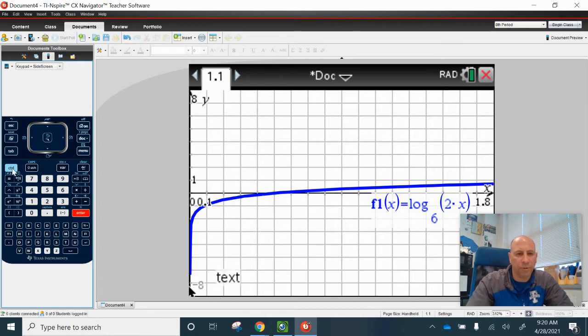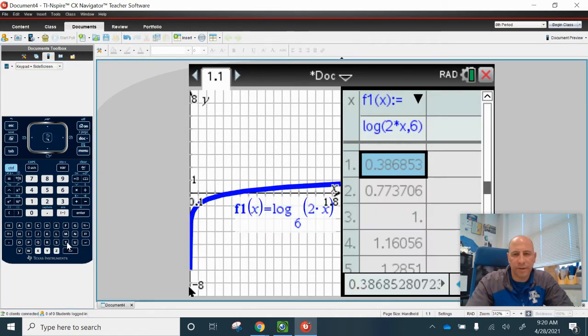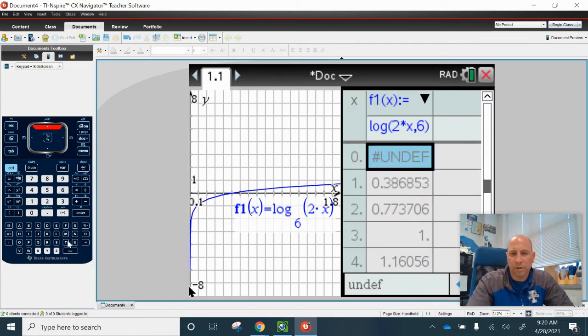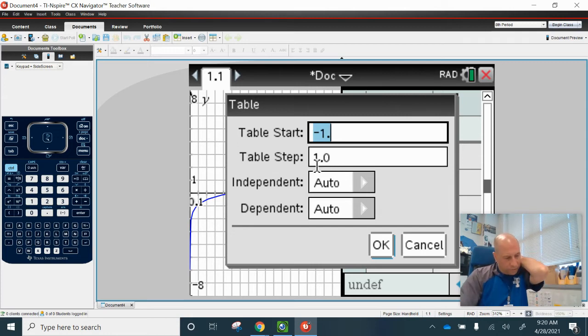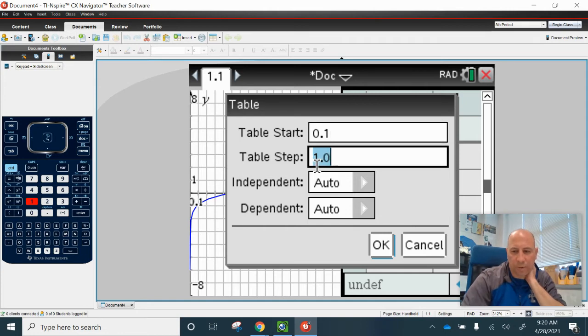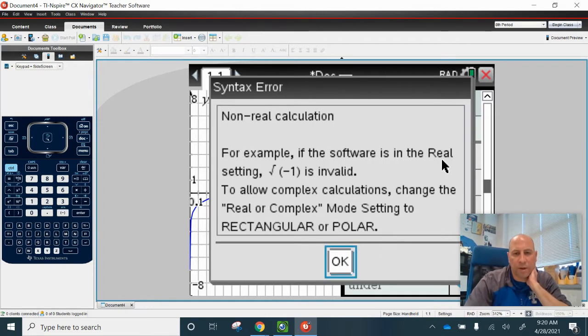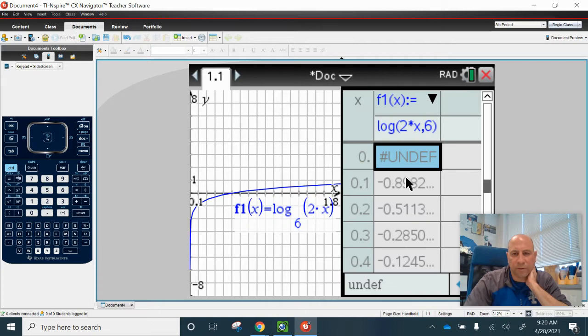Now we need the points, so we're going to press Control T. We need to adjust the table, so we go to Menu, Table, Edit Table Settings. Now we're going to start at 0.1, and we're going to count. Well, actually, no, I'm sorry. Let's start at 0 and count by 0.1. Press OK. There's an error, that's because of the 0, but that's okay.